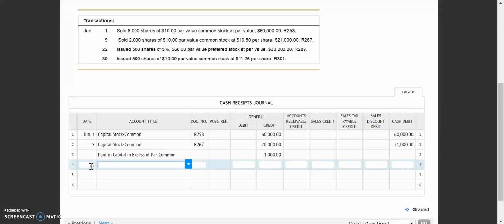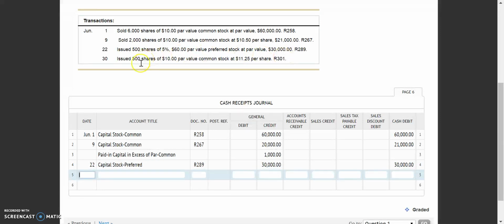So we put the 22nd in for our date, and our account title is oops. Oh, I forgot capital. What am I doing? Capital stock dash preferred. Oh, can't type today. Our 289 is our receipt. And because it says they were bought at par value, we don't have any excess here. So it's just going to be our $30,000 that's going to be credited. And then cash is going to be debited. So another pretty straightforward one. Just make sure that you have preferred instead of common listed here.